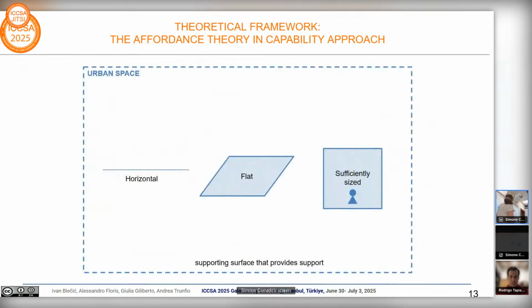Just to make an example and to clarify what an affordance is, we have, for example, a horizontal and not vertical surface, a flat and not convex surface, sufficiently sized relative to an individual, a person. And so we have a surface that provides support, and people can walk, stand on this surface, run, and so on. But they cannot, for example, swim on this surface.